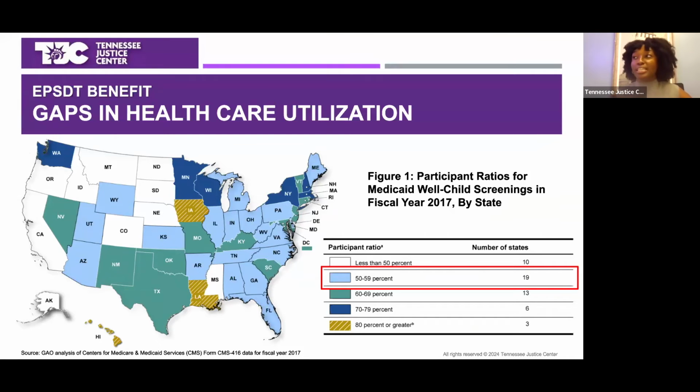Tennessee included falls in that bucket. So what that's saying is that only about half of the kids on TennCare are actually receiving their appropriate well child screenings. And so about 50% of kids are falling through the cracks. And these are kids who are already on TennCare. This isn't even kids that we need to do outreach to get them insured. These are kids who have insurance and they're just not getting the appropriate services that are covered under the insurance plan.